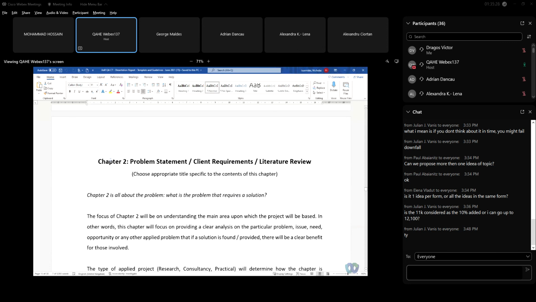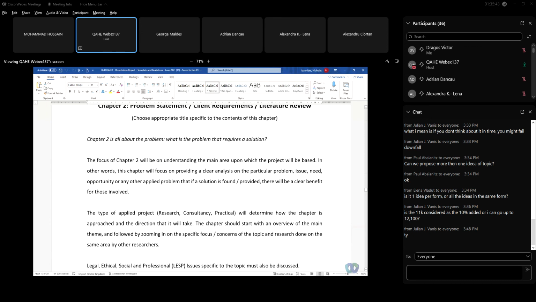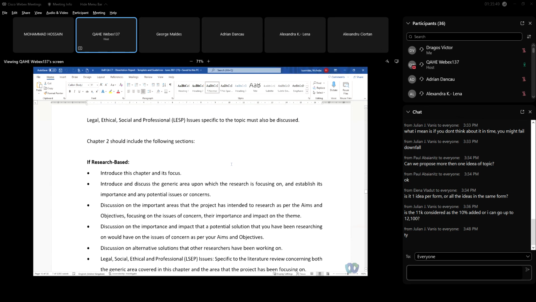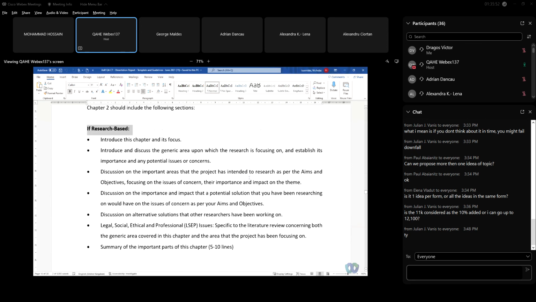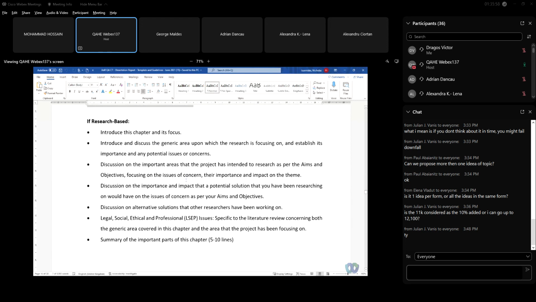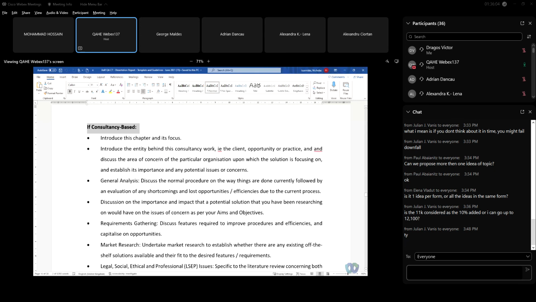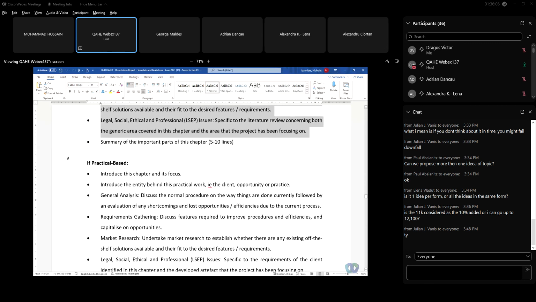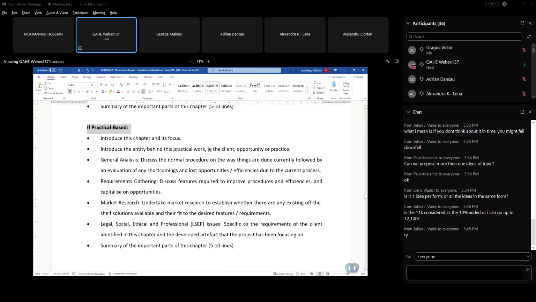Then you go to chapter 2, which should really be focusing on the problem, right? Again, this will depend on the dissertation that you're going to do, whether it's academic, consultancy, or practical. So chapter 2 is all about the problem. What is the problem that requires a solution that you will develop, right? And you can see if this is research based, this is what you can see here, should include the following sections. If your dissertation is research based, this is what you must include in chapter 2. If it's consultancy based, this is what you must include. And if it's practical, if you're going to develop an app, for example, this is what you must include in your chapter 2.